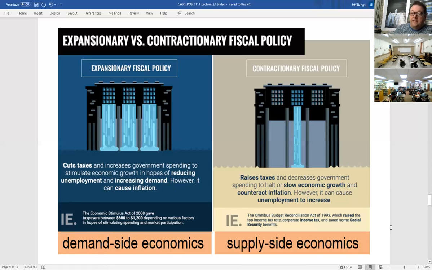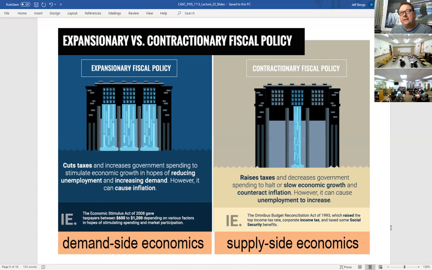And if people are spending more money at the stores, the store owners are getting more money, and they can hire more people if they need to, and that will help those people have an income. So that's the demand side economics in a nutshell.